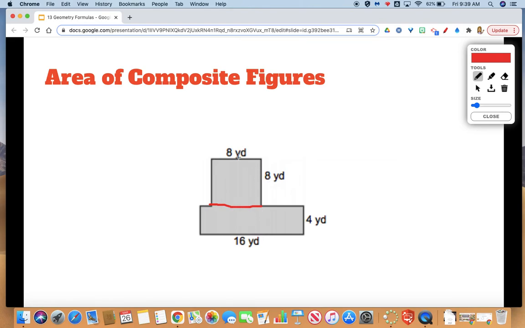Square's area is base times height, 8 times 8, which gives us 64 yards squared. Rectangle is also base times height, 16 times 4, which is also 64 yards squared. So how do I get that total figure's area? I add those together. 64 plus 64 gives us 128 yards squared for that entire figure's area.